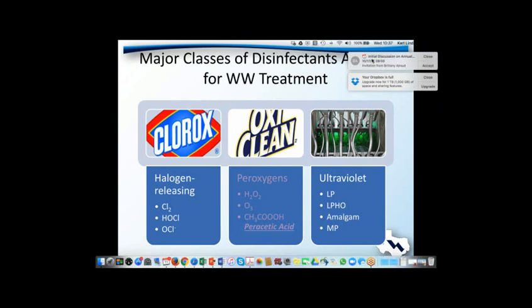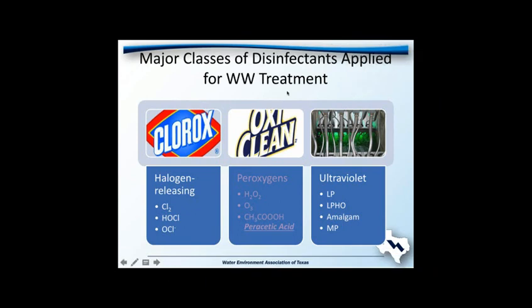So there's a number of major classes of disinfectants that can be used for wastewater treatment. We have the halogen ones, which you're very familiar with: chlorine, hypochlorous acid, hypochlorite. Then there's the peroxygens, which include hydrogen peroxide and peracetic acid, as well as ozone. Then there's the physical disinfectants, such as UV light, UV disinfection. So we're going to be talking about the peroxygens here, and PAA in specific.